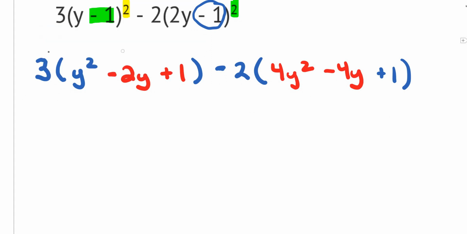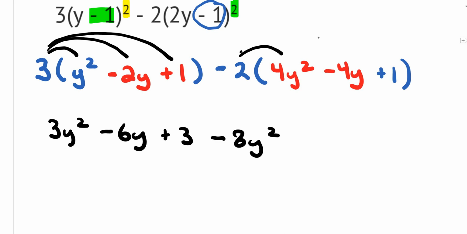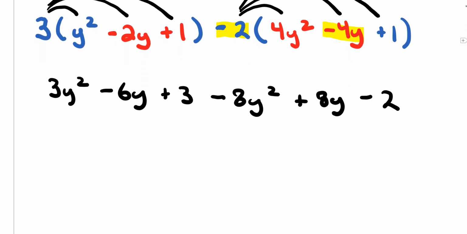Okay, from here on now you want to distribute this. So that will be 3y squared, and 3 times negative 2y will be negative 6y, and then 3 times positive 1 will be positive 3. If I distribute this now, negative 2 times 4y squared will be negative 8y squared. Once again, you're taking your negative 2 and multiplying by negative 4y, and that'll give you positive 8y. And then negative 2 times positive 1 will be negative 2. Okay, so that's looking pretty good there.